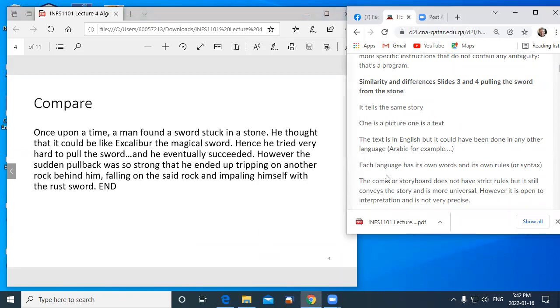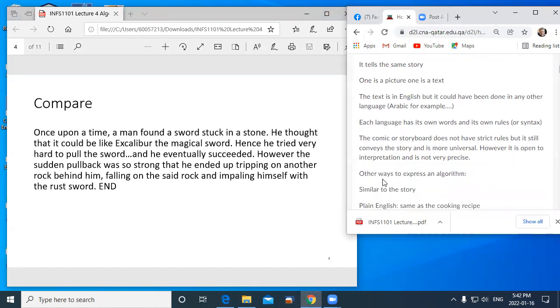So the important point to look at there, as it says in the notes, and you do have these notes. These notes are on D2L, and you can look at them as you go. The story is presented in two different ways. It's the same story presented in two different ways. Now, when we do our algorithms, we use the same idea. We can present the same algorithm in more than one way. So an algorithm is going to be a step-by-step to solve a problem. Step-by-step can be represented in more than one way.